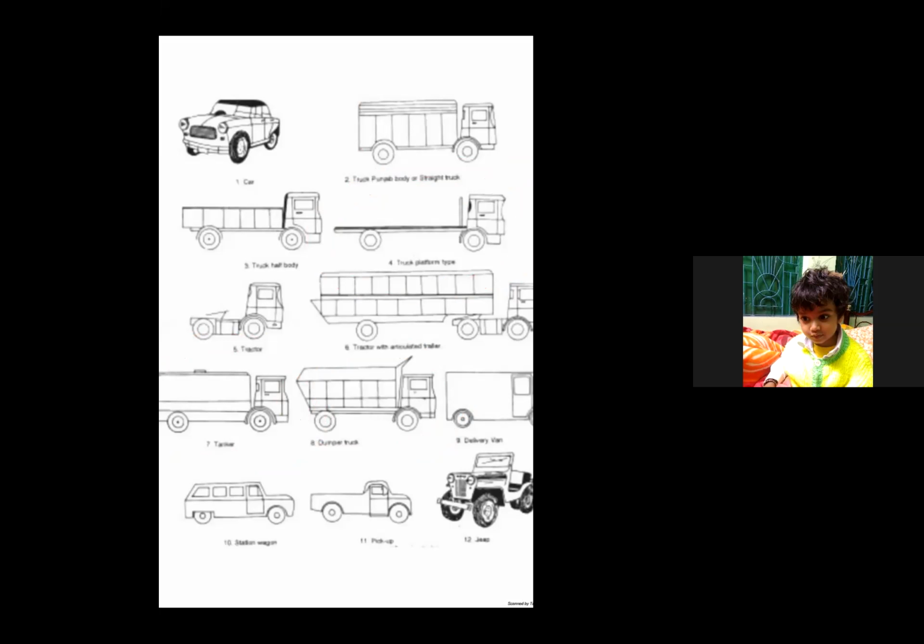Now this is the body. This is a car body. First one is a car body. Second one is a straight truck body. Third one is also a truck body. Fourth one is also a truck body. This one is called the trailer.